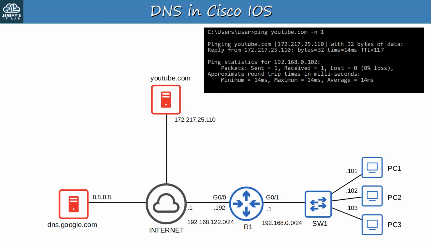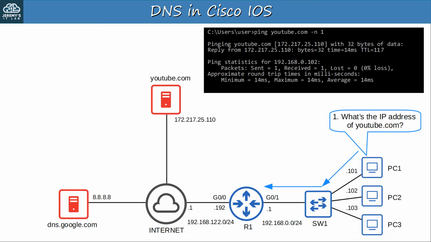Okay, I've added the YouTube server to the diagram. This time I issued the command ping youtube.com -n 1. So let me walk through that process again. Before PC1 can actually send the ping, it has to know the IP address of youtube.com, so it sends a query to its DNS server, R1. However, R1 doesn't have an entry for youtube.com. What does it do? Remember I used the ip name-server 8.8.8.8 command on R1, so R1 can send queries to Google's DNS server. That's what it does.